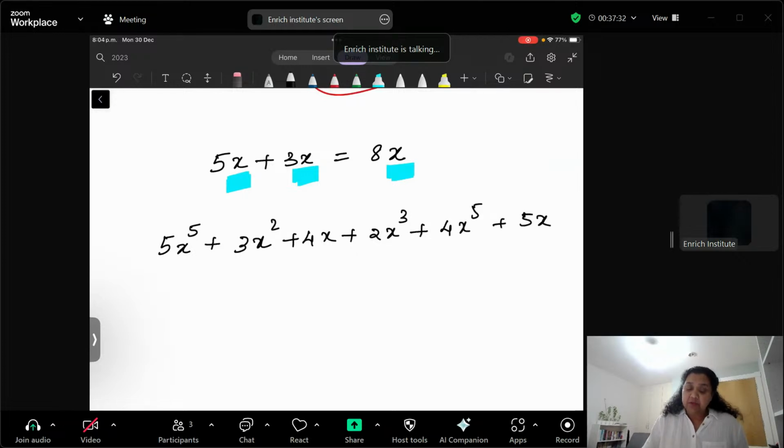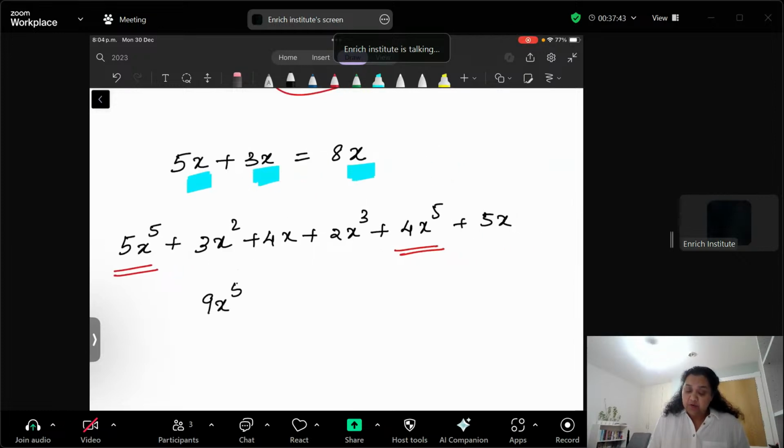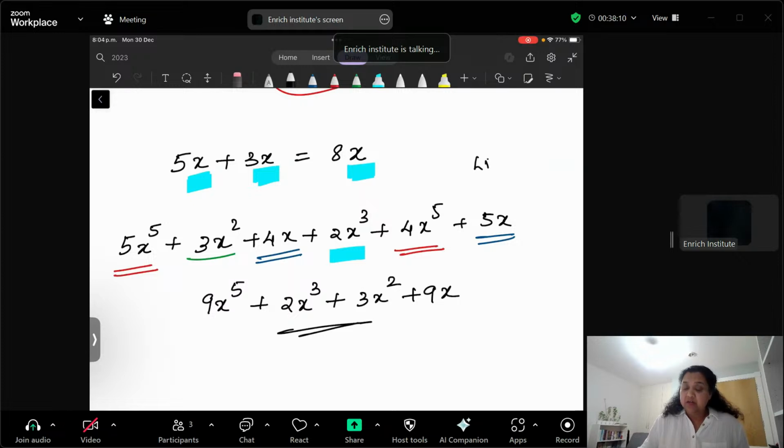If you have a lengthy expression like this, what you should do is you should look for similar ones. So this 5x to the power of 5 is similar to 4x to the power of 5. So that will be 9x to the power of 5 plus, then you see if there is anything with power of 4, no. Then you have the power of 3. So I will write this as 2x cube plus, then I have a power of 2, which is 3x square. Then for x, I have 4x and 5x, so that will become 9x. So this is called like terms. You combine the like terms and then you add them up together. Okay, it's a very basic thing which you have to learn.